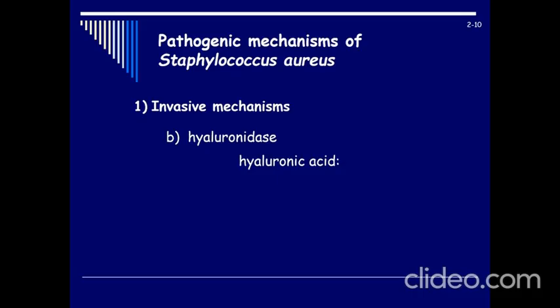Now, hyaluronidase allows it to break this down and break it apart. And so if it's able to break this down, it's able to spread more easily through the tissues. This is called the spreading factor because it allows it to spread more easily through tissues. So hyaluronidase is also a very important virulence factor that Staphylococcus aureus has.